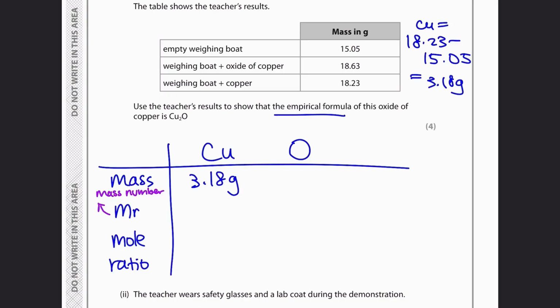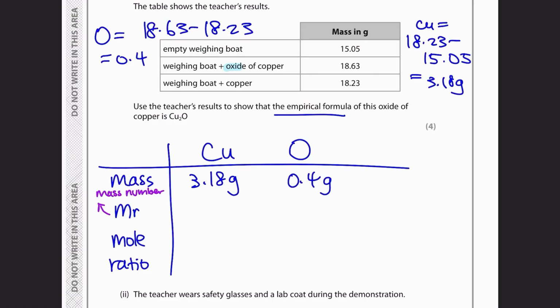And what about the mass of the oxygen? Again, you have to work it out. Just look, what would you use to figure out the mass of the oxygen? This one is the copper plus boat. This one is the copper oxide plus boat. So if you just subtract these two, you would get the oxygen, right? Because the only difference between these two is the oxide. So oxygen is equal to 18.63 minus 18.23, which is 0.4. So oxygen is 0.4 grams.